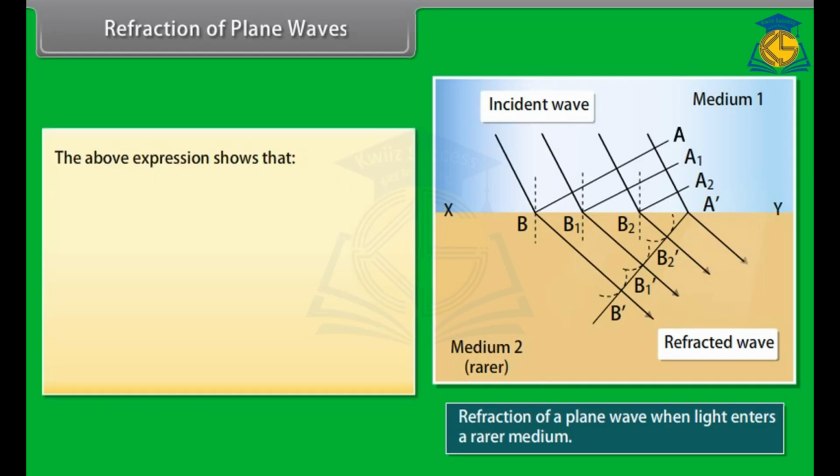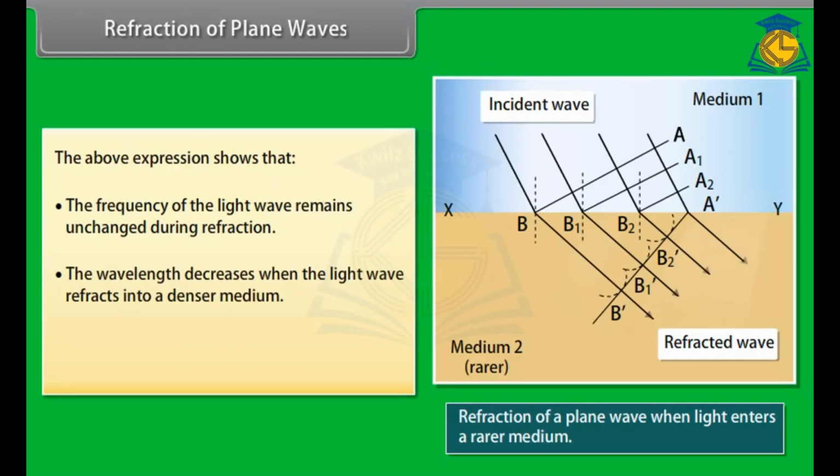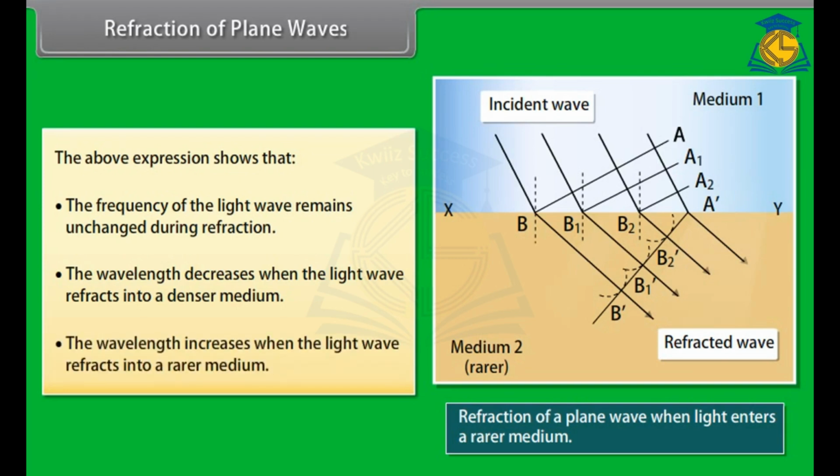The above expression shows that the frequency of the light wave remains unchanged during refraction. The wavelength decreases when the light wave refracts into a denser medium, and the wavelength increases when the light wave refracts into a rarer medium.